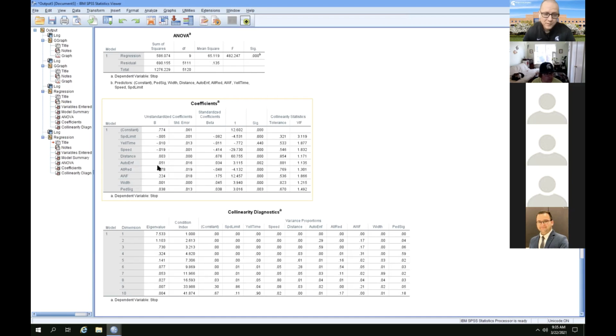Auto enforcement, this is a very strong one. So if we use cameras to automatically issue tickets and citations when drivers run a red light, that has been shown by various studies to have very strong effects. And so we do see significantly higher likelihood of drivers stopping in those situations.